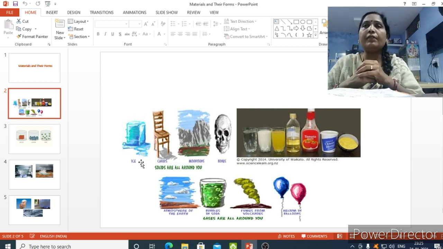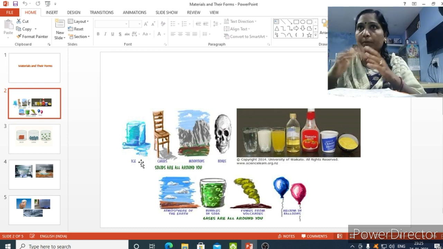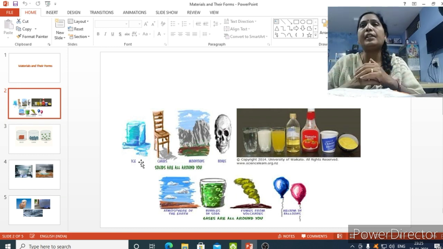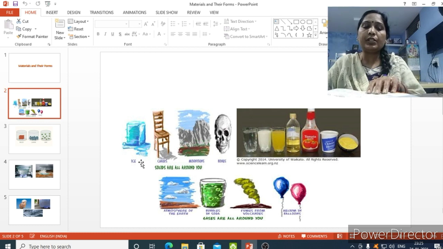Can it flow? No. So like this, for the remaining three pictures, you have to identify: does it have any particular shape? Are the particles moving, flowing or not? And does it have any volume? That means the amount of space it occupies, is it fixed or not? You need to identify this from the tabular column, children.